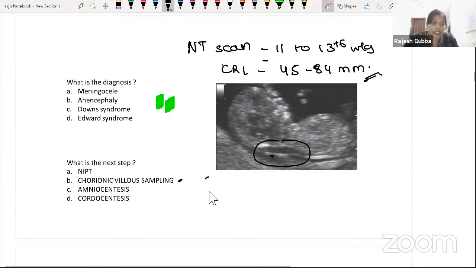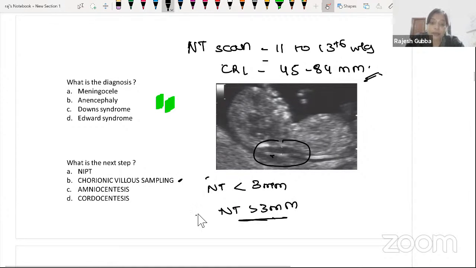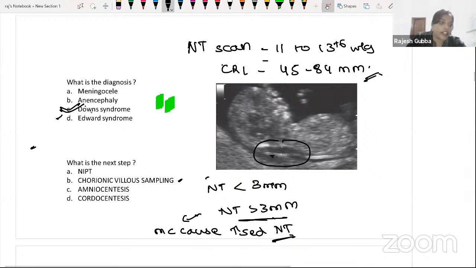So cutoff for NT is less than 3 mm. If you have NT more than 3 mm, it is abnormal. And the most common cause which can have increased NT is Down syndrome. So you're correct in answering that this is Down syndrome.